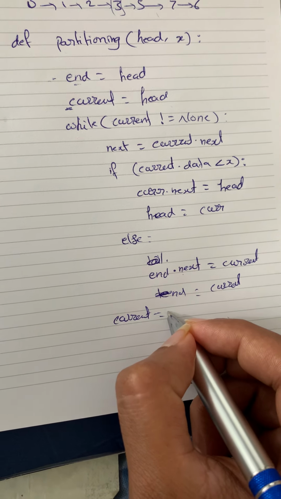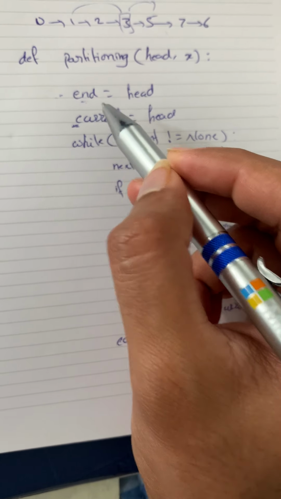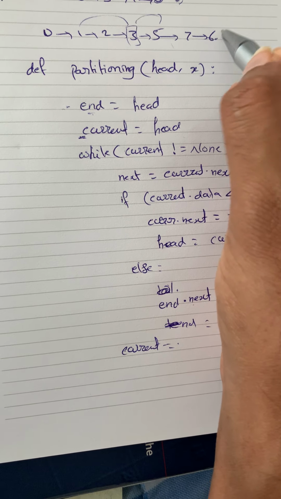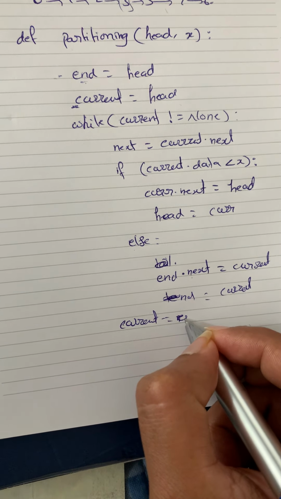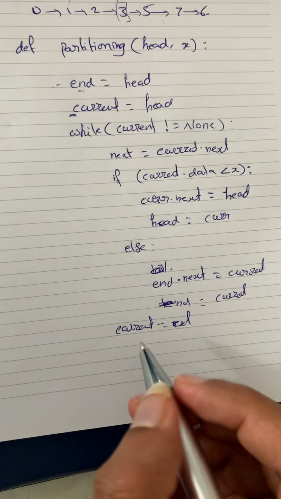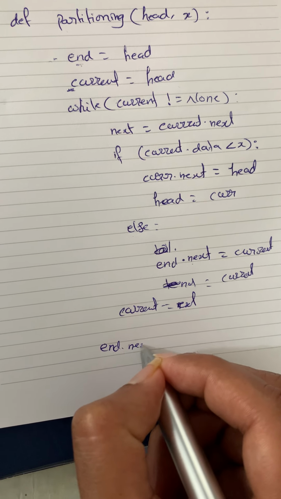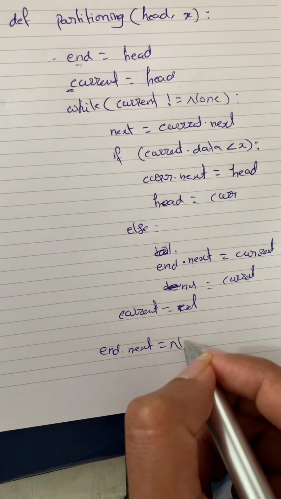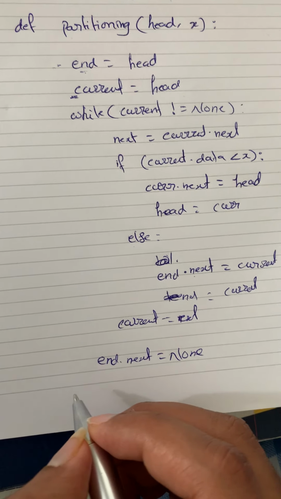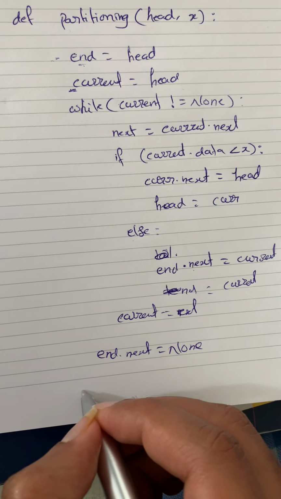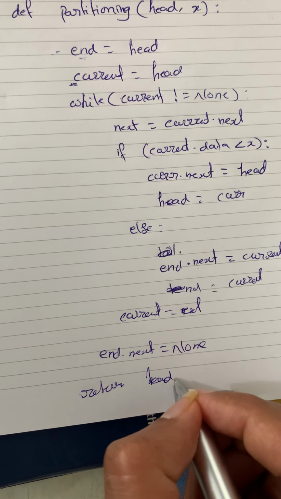Also, our end point should have null at the end of the linked list. So this one should point to a null pointer. So we do end.next equal to None, because this is the end of the linked list. And then we just return head.